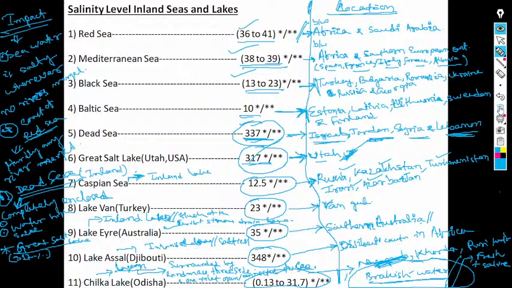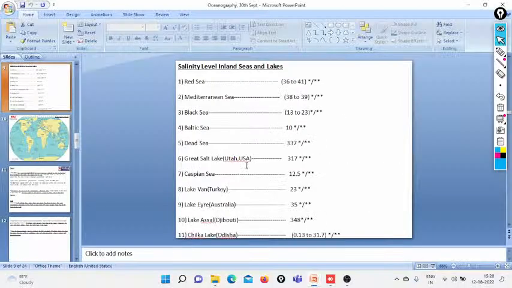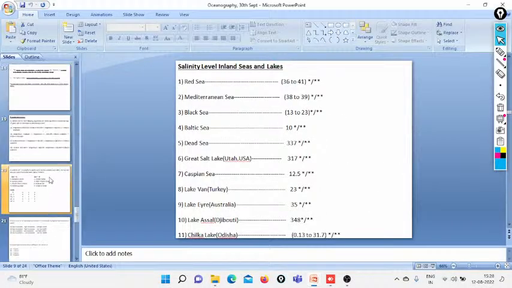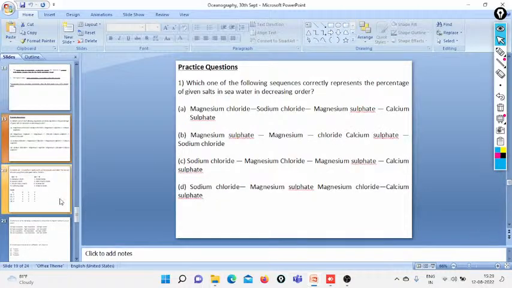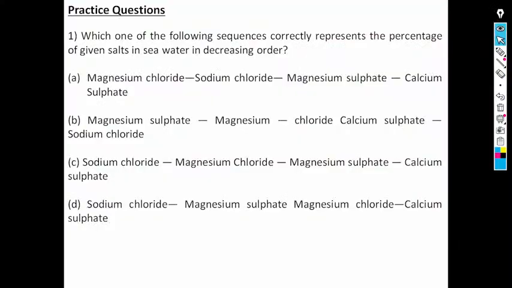Let me give you a few questions, then I will set you free. Which one of the following sequences correctly represents the percentage of given salts in seawater in decreasing order? Which one is in decreasing order?